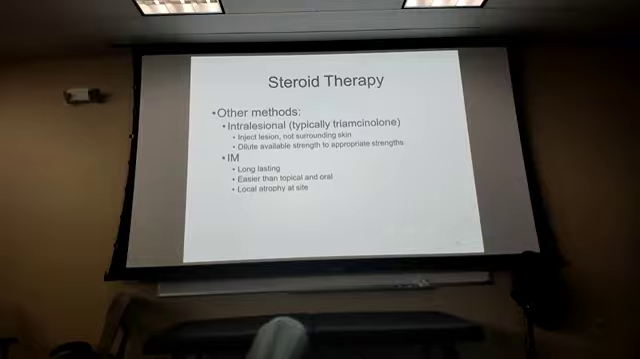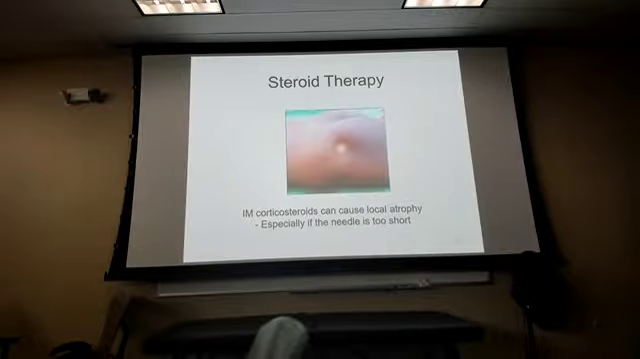IM is long-lasting, easier than topical and oral, obviously, because it's going in there. But a key component if we're having some IM is local atrophy at that site, as seen in that picture right there. So that looks like that's been going in there, so you get that atrophy, you've got that induration, you've got the hypopigmentation. Those are all the things if we do it IM.